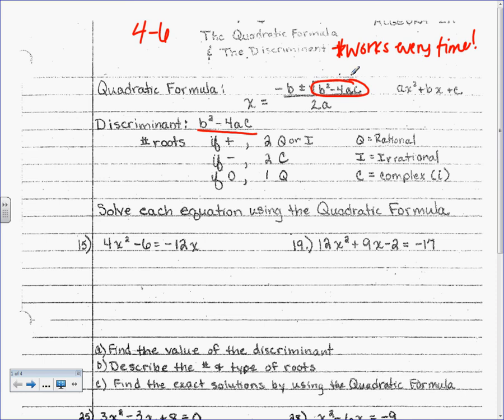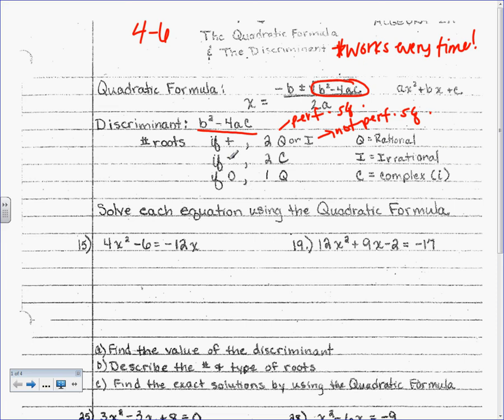Okay? So if you have a positive under the square root sign, you have real answers. You're going to have 2 of them, and it's either rational or irrational. It's rational if it was a perfect square. It's irrational if not a perfect square. I would write that down. Yeah, Q stands for rational. It's over here on the side if you forget. Okay?